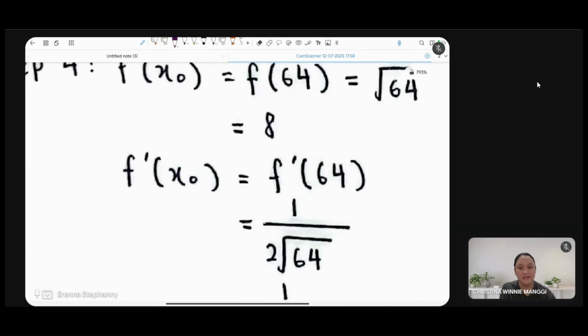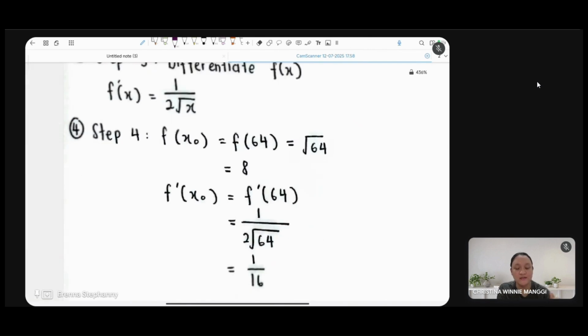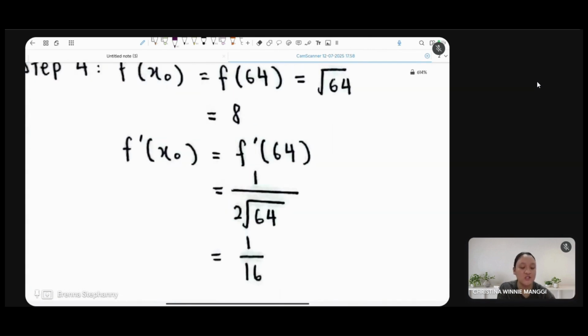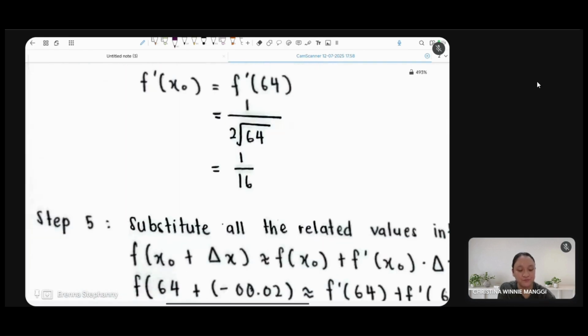Then the next one is f prime x equal to f prime 64. Then we use the formula from step 3 into step 4 to find the prime, which is 1 over 2 square root of 64. We get 1 over 16.